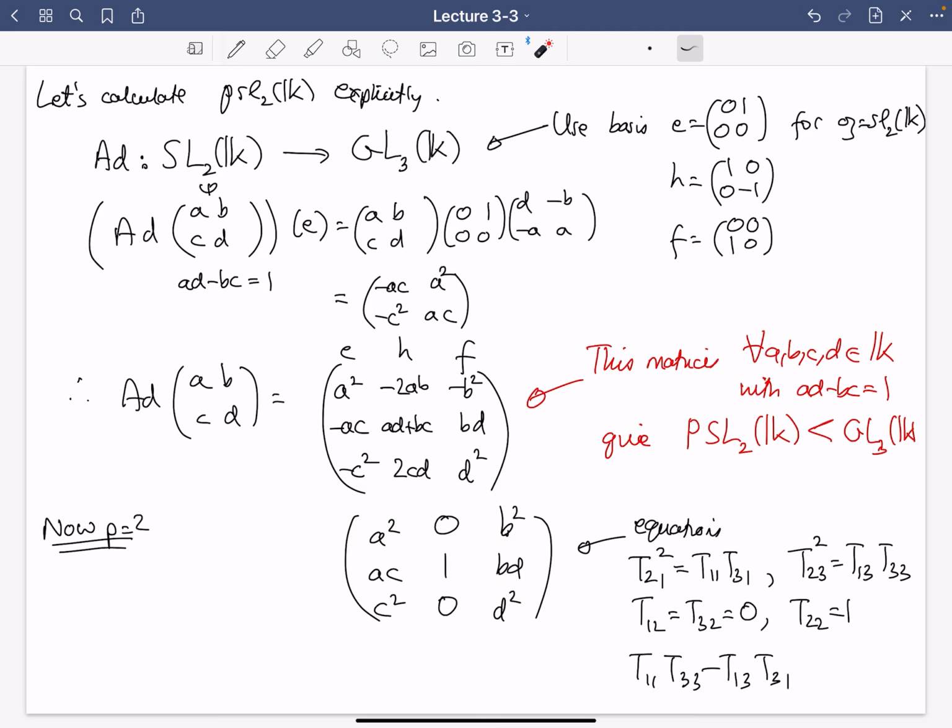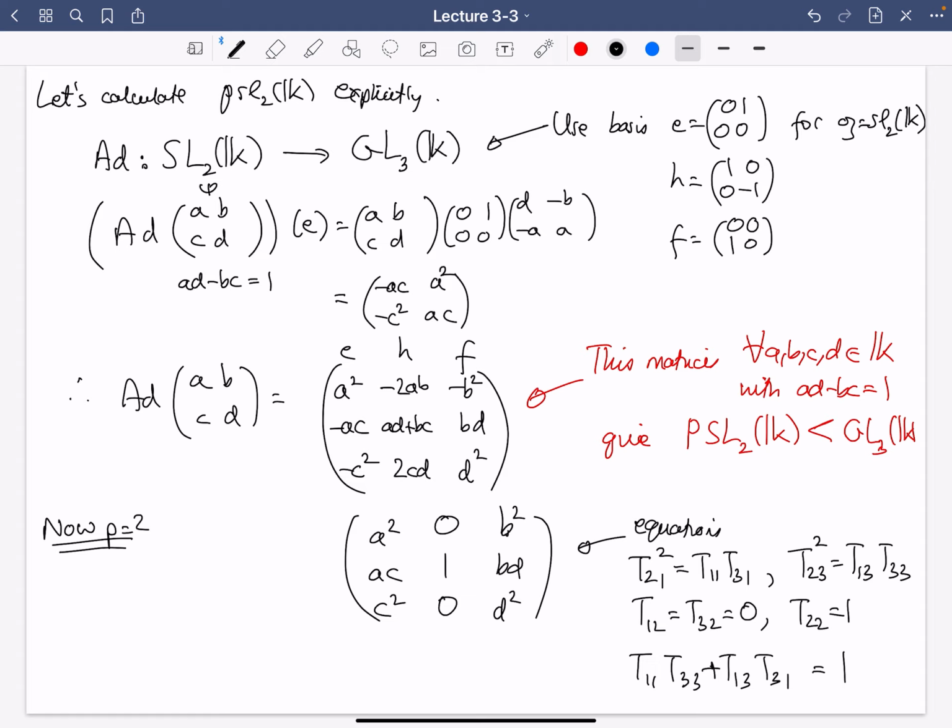Oh, well, we're in characteristic 2, right? So that's AD minus BC all squared by Freshman's Dream, which is 1. And I guess there's no real point writing minus because we're in characteristic 2. So those are the equations cutting out the group PSL2 of K as a closed subgroup of GL3.